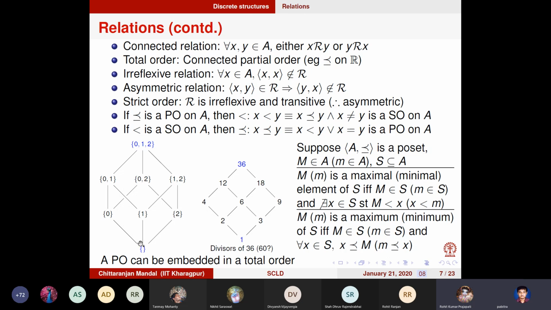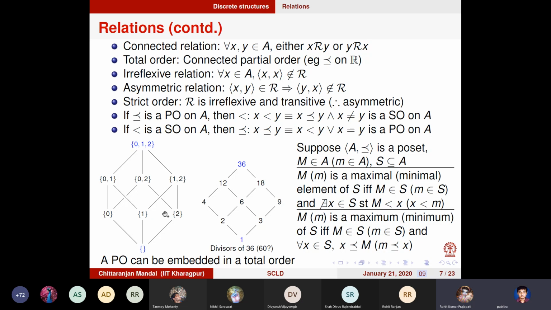So when we draw the diagram, we place the elements in such a way that the lower ones are less than or equal to the higher ones. Lower ones are partially order related to the higher ones. For example, here the null set is a subset of {0}. Similarly, {0} is a subset of {0, 1} and {0, 2}. Similarly, {0, 1} and {0, 2} are subsets of {0, 1, 2}. So it's ordered that way.